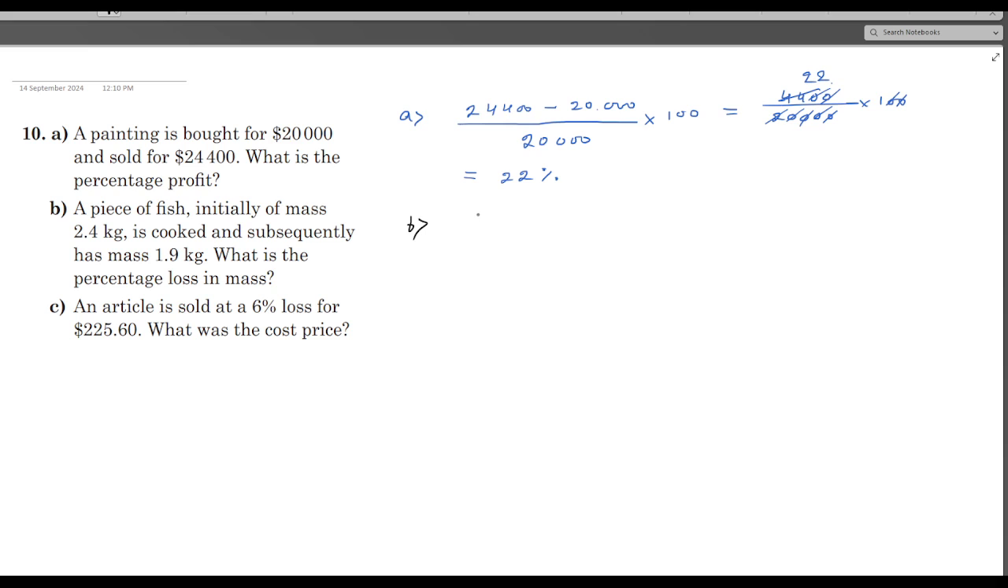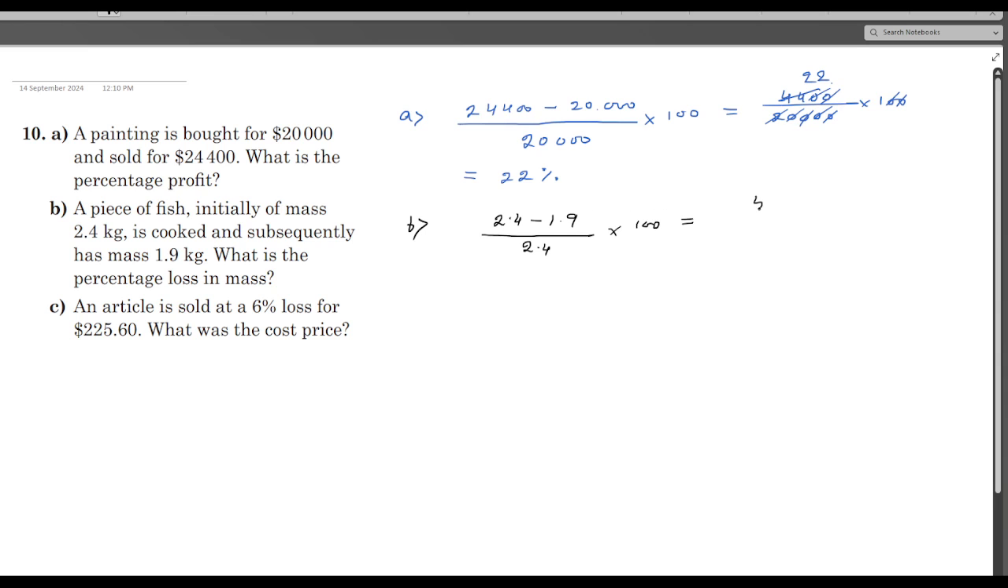So percentage loss. So let us first find out what is loss. It is 2.4 minus 1.9. This is your loss. Your initial mass is 2.4. So divide by 2.4 times 100. This is your percentage loss. So 2.4 minus 1.9. 14 minus 9 is 5. 1 minus 1 is 0. So this is 0.5 divided by 2.4 times 100. So this is your 5 divided by 24 times 100.